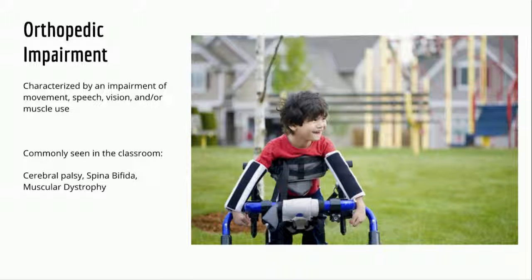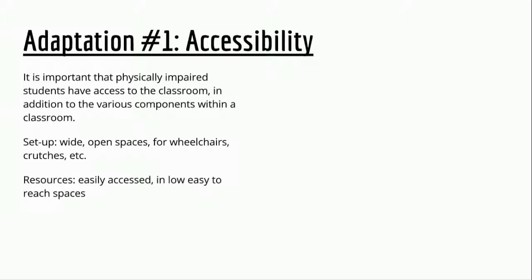The first adaptation deals with accessibility. It is important that physically impaired students have access to the classroom, in addition to the various components within a classroom. The setup is everything. It needs to be wide, open spaces for wheelchairs, crutches, etc. The resource is easily accessed in low, easy-to-reach spaces.